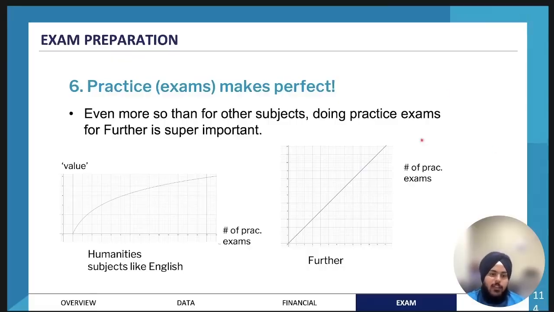So start doing practice exams as soon as you can, because they are really just going to improve your overall performance. For subjects like humanities, the value of practice exams actually decreases over time. So if you're doing thousands of English exams, the value that you're going to get out of these exams is probably going to decrease over time. Whereas for further, it increases as you go along. Well, for most people, not always. It's not always going to increase, but yes, the more exposure that you have to the practice questions, the style of questions, the more familiar you're going to be with the further maths exam.